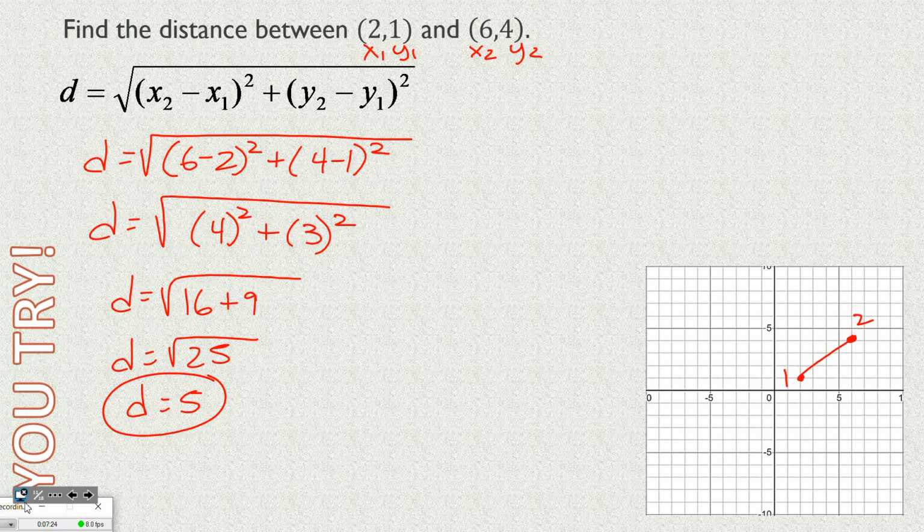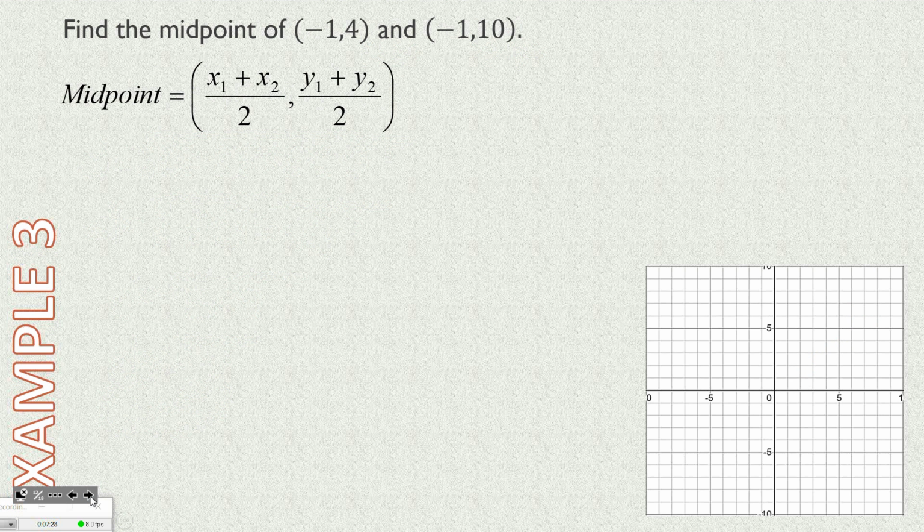Now let's talk about what if I'm trying to find a midpoint. So instead of finding the distance between 2 points, if I want to plot the 2 points, for example, negative 1 comma 4, so negative 1 comma 4 is right here, and the point negative 1 comma 10, same ones we had before. And if I were to think of these as a line connecting those two, where is the exact middle of that line? Or in other words, where's the midpoint?